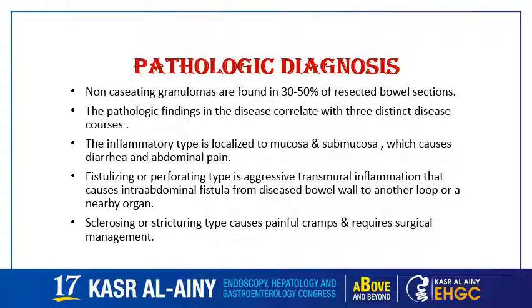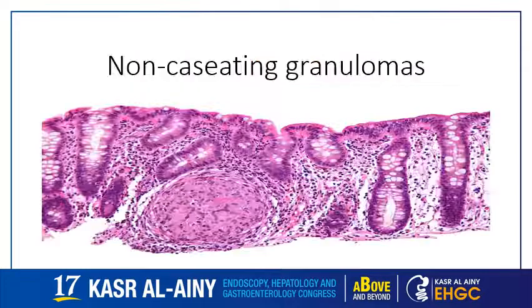The pathologic findings correlate with three distinct disease courses. The inflammatory type, where inflammation is limited to the mucosa and submucosa. This presents clinically with diarrhea and abdominal pain. The fistulizing or perforating type is more aggressive transmural inflammation that causes intra-abdominal fistula between the diseased bowel wall and another loop, a nearby organ, or even the skin. The sclerosing or stricturing type causes painful cramps and requires surgical intervention.